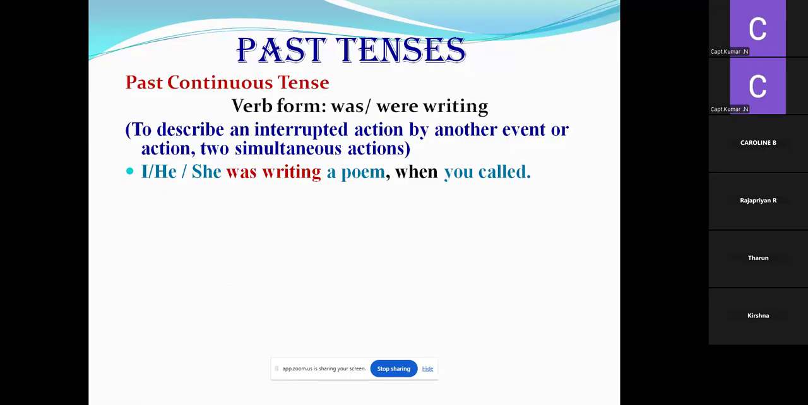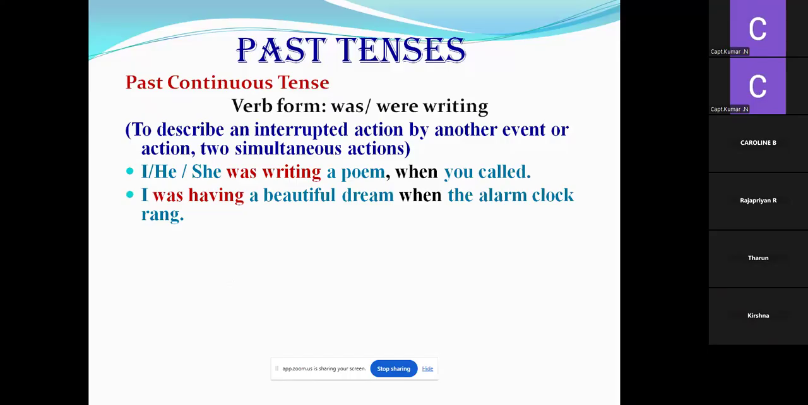She was writing a poem when you called. So in this sentence, you can see which action is interrupted. She was writing a poem. So that action was going on and it was interrupted by your call. Okay. Let's see the next one.